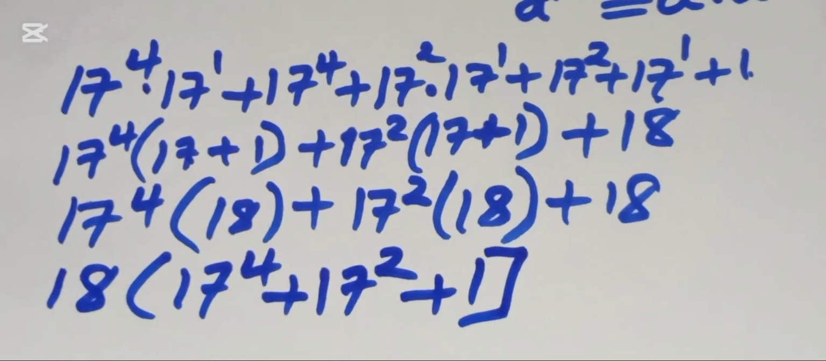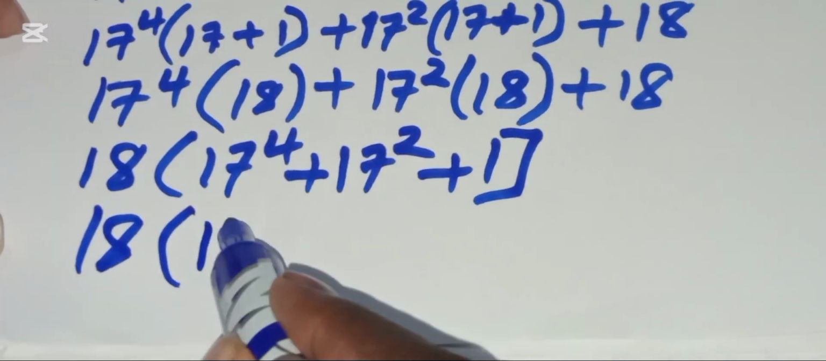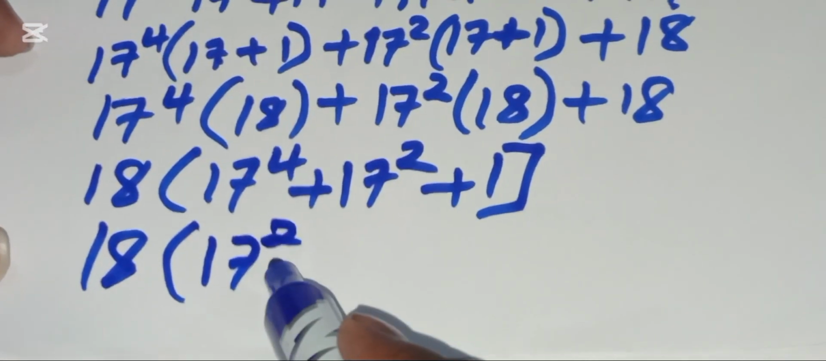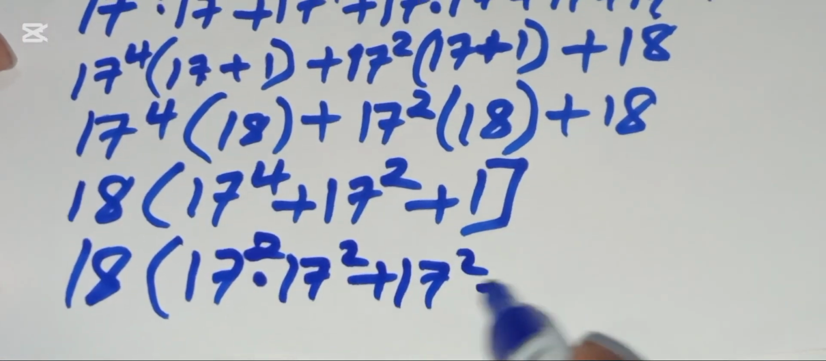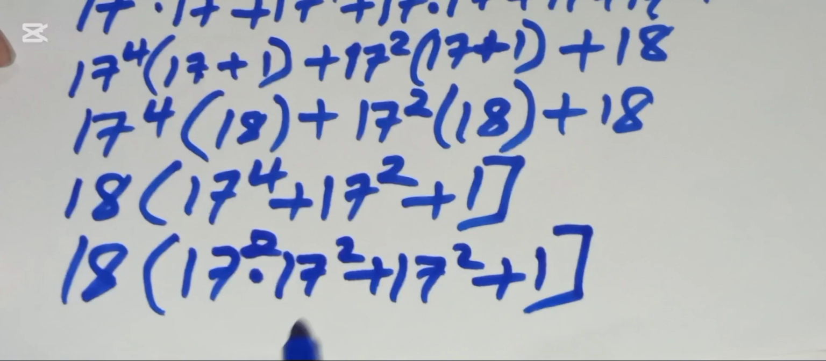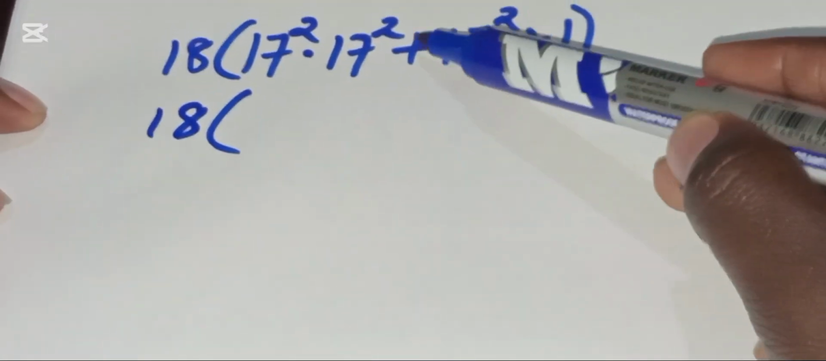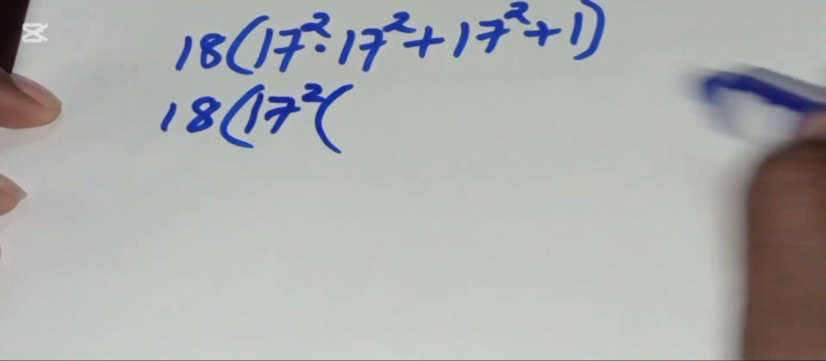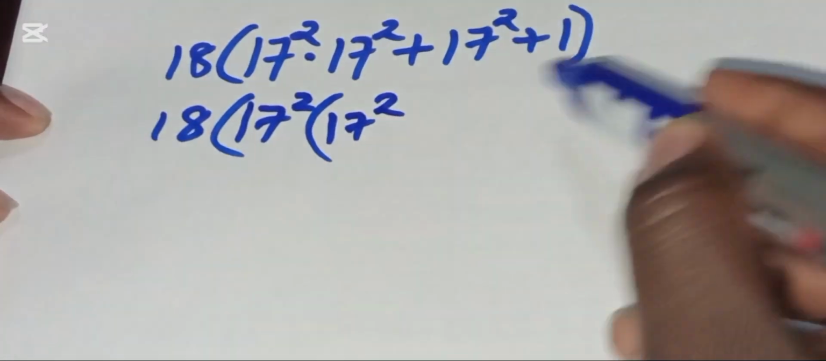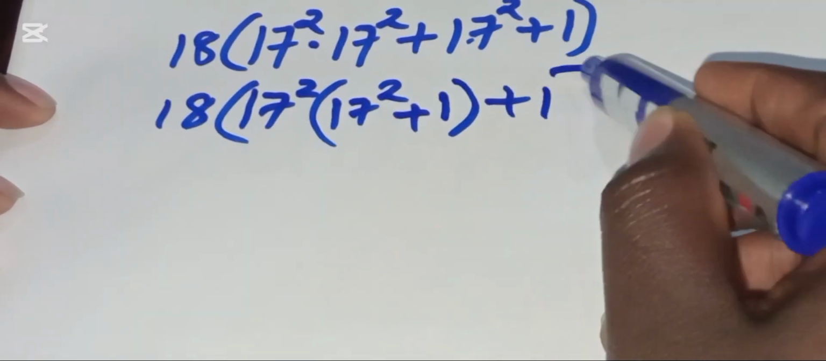Okay. Now from what we have here, this is the same thing as 18 into the bracket, this is the same thing as 17 raised to the power 4 can be expressed as 17 squared multiplied by 17 squared plus 17 squared plus 1. Okay. Now from what we have here, so we have 18. We have here 17 squared multiplied by 17 squared plus 17 squared. 17 squared is common, so we factor out 17 squared so that we'll have 17 squared plus, okay, this is 1, then plus 1. Okay.